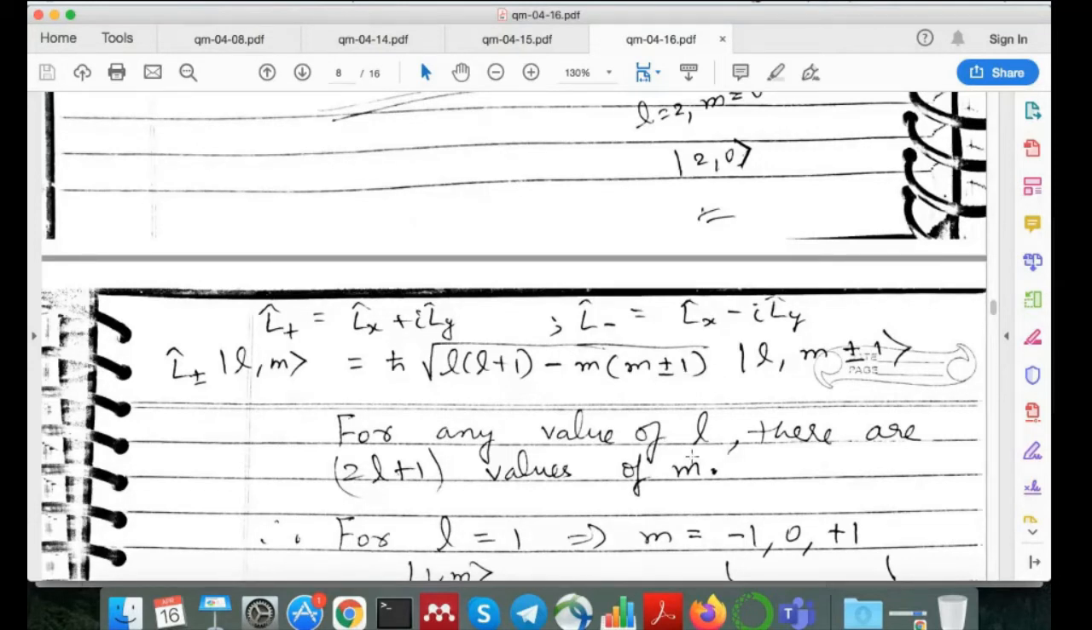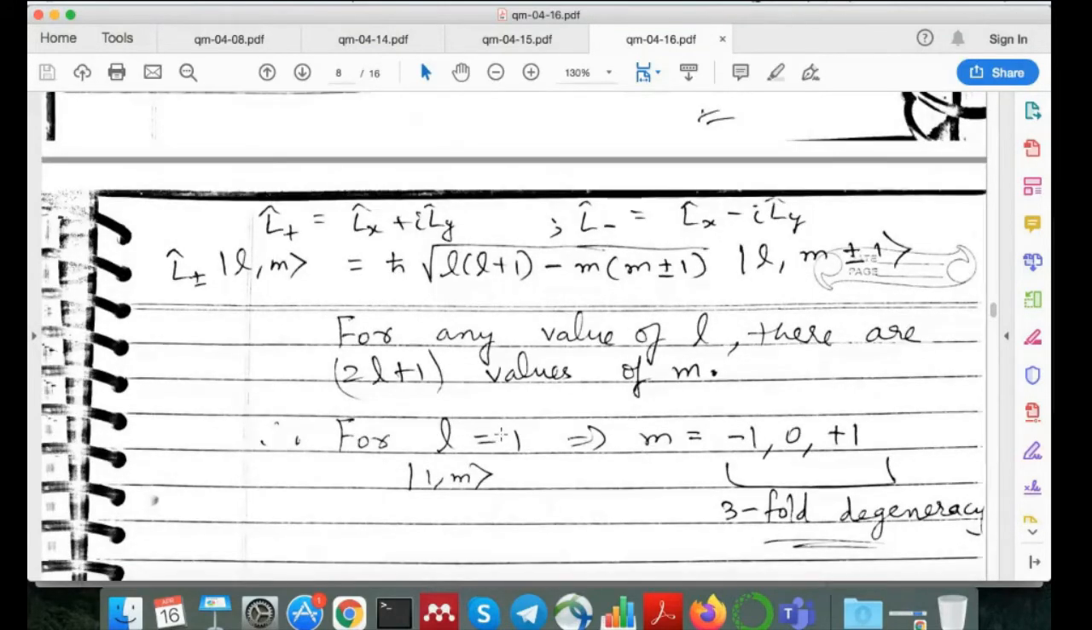For any value of L, there are 2L plus 1 M values, right? So M goes from minus L, minus L plus 1, and so on up to L minus 1 and L. For L equal to 1, the values it can take are minus 1, 0 and plus 1, so there is a threefold degeneracy. For L equal to 2, you get a fivefold degeneracy because the M values will be minus 2, minus 1, 0, 1 and 2. I hope this is clear.